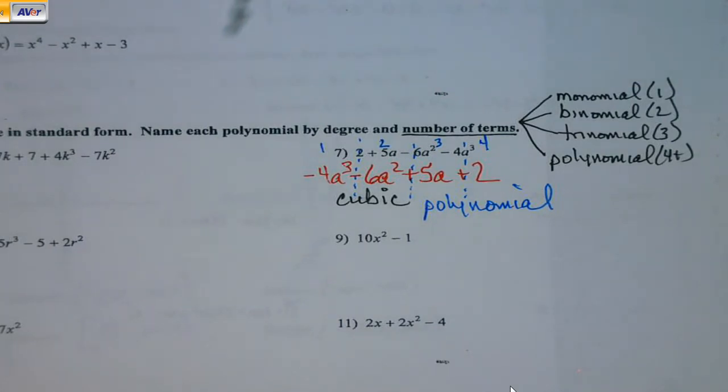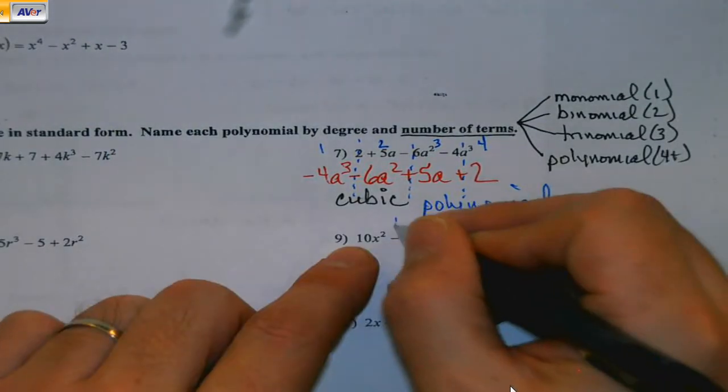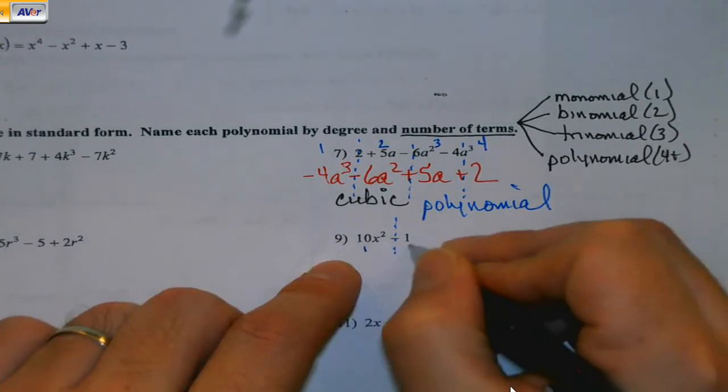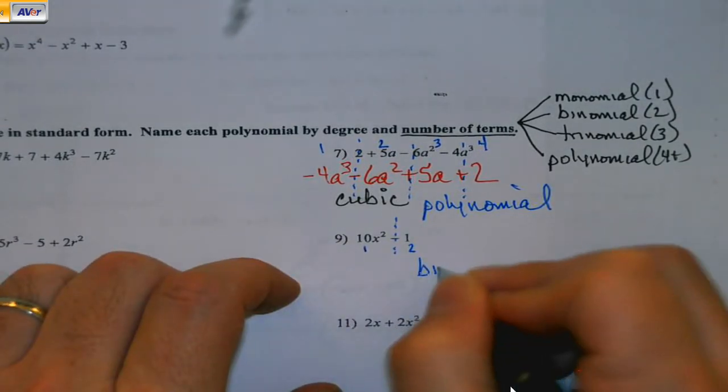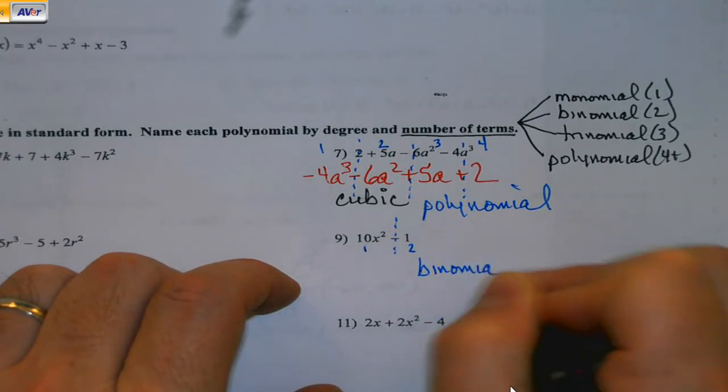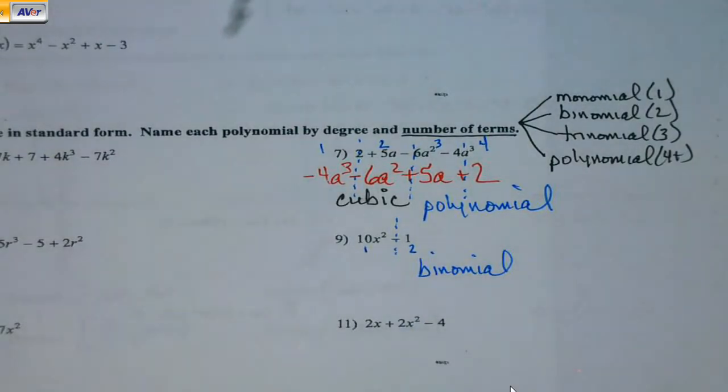Or for instance, on number 9, I'll do the number of terms part. 10x squared minus breaks it up into pieces. There's 2 terms. So that's a binomial, okay? So if you start reading something and then you see a plus or minus in the middle, that's when it starts a new term. And that's how we determine the number of terms. Again, this is more just understanding the language, so we're all speaking the same language as we move forward with our graphing and things like that.